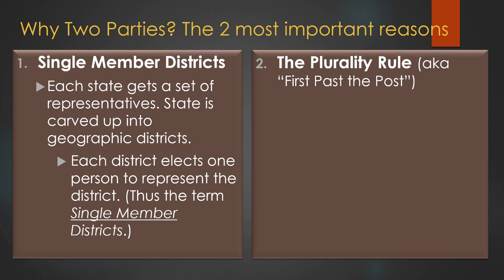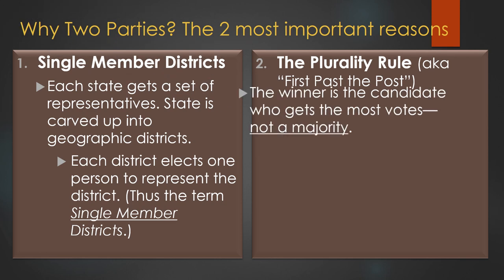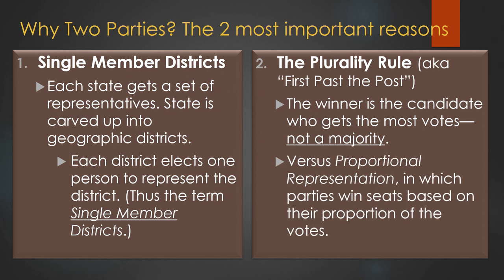The second major factor is the plurality rule. This is known in some countries around the world as the first past the post rule. And the basic idea here is that when you're trying to figure out who wins the election, the winner is the person who gets the most votes. It does not have to be a majority. So in this system, you look at all the candidates, you count up all the votes that are cast, and whoever gets the most votes wins the election.